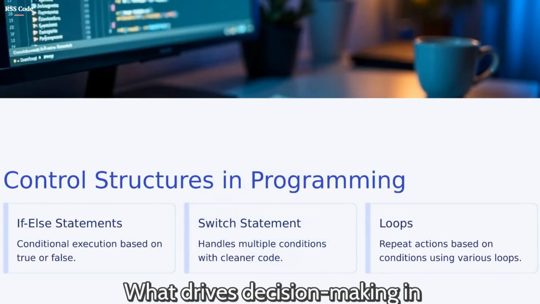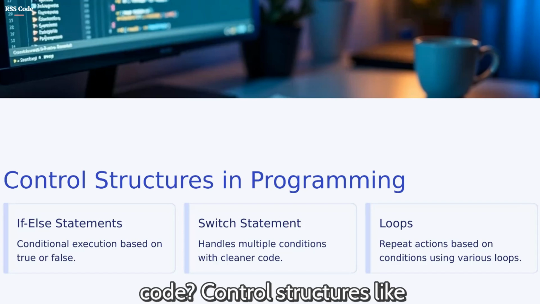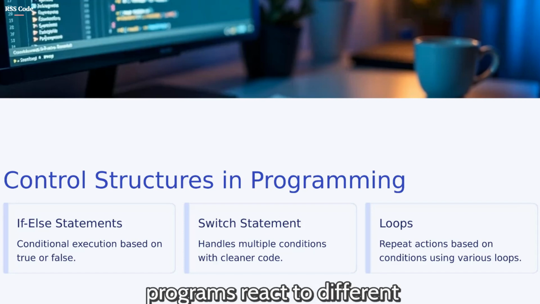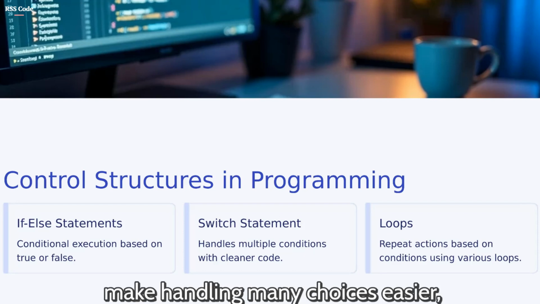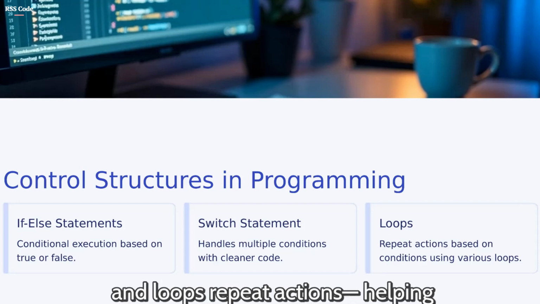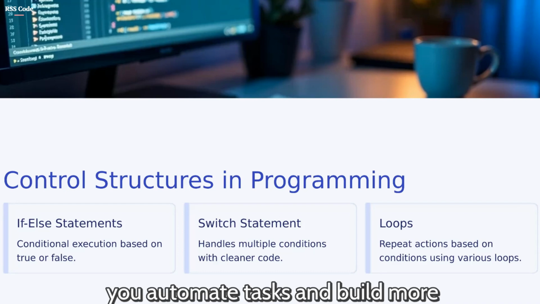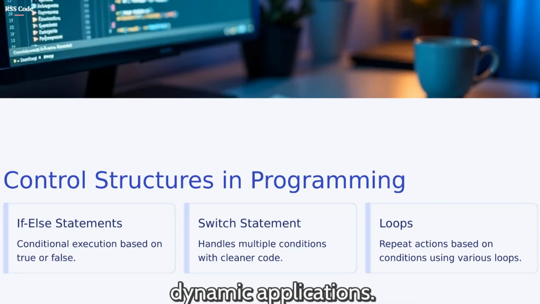What drives decision-making in code? Control structures like if-else statements let your programs react to different situations. Switch statements make handling many choices easier, and loops repeat actions, helping you automate tasks and build more dynamic applications.